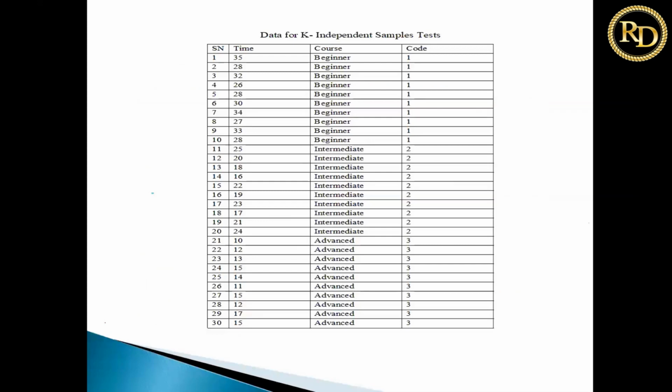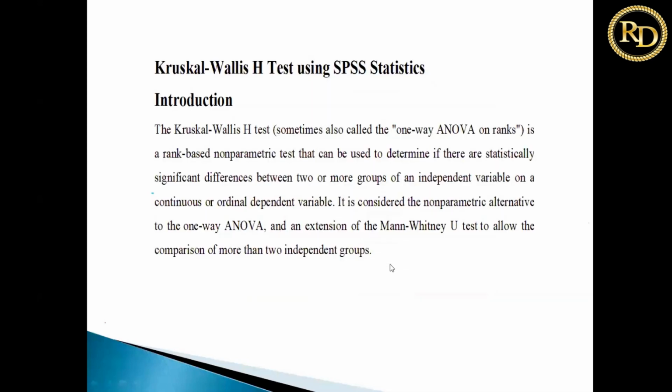Now suppose here we have some data. We have a type test, and these are the score of type test, time taken in the type test. And there are 3 groups: beginners, intermediate stage participants, and advanced learning stage participants. So we have coded 1, 2, 3 for beginners, intermediate, and advanced. So now how to perform this in SPSS, Kruskal-Wallis test.